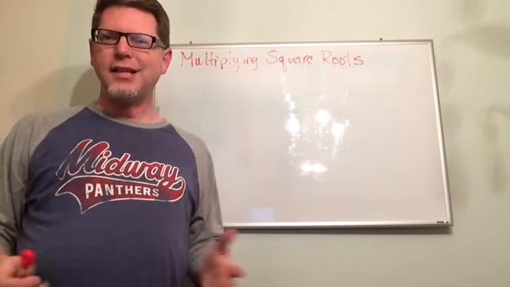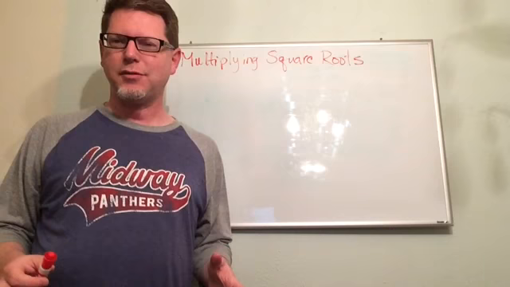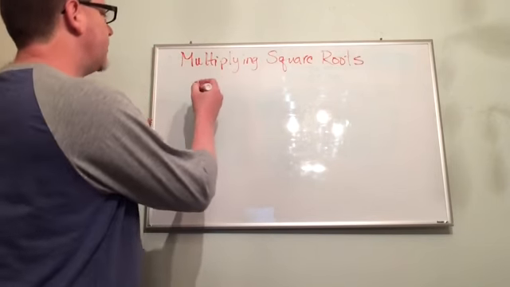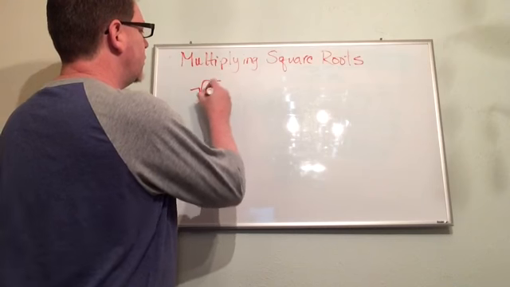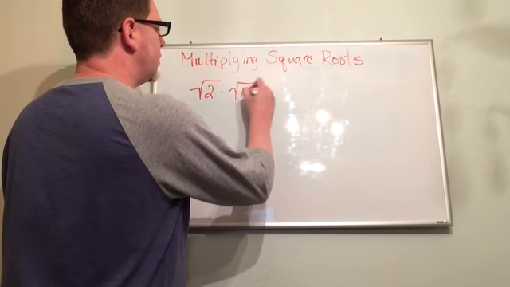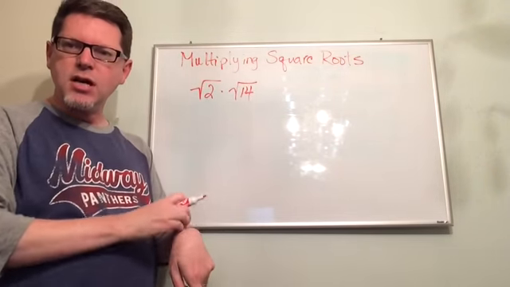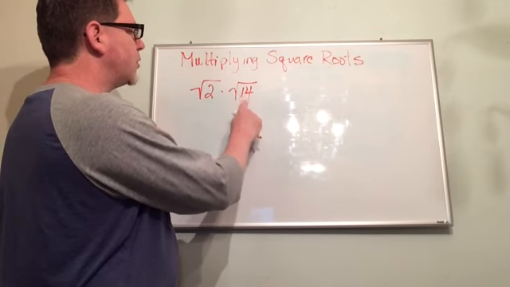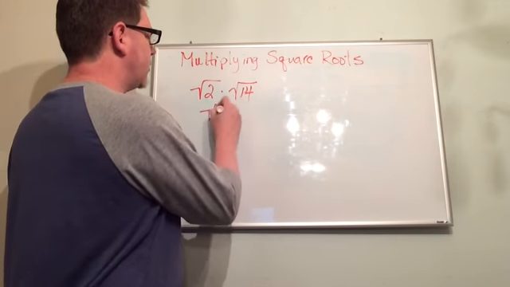The next little part of this section that we're going to look at is multiplying square roots. So let's say I have the square root of 2 times the square root of 14. Well, we know from what we just did that I can take 2 and multiply by 14 and I get the square root of 28.